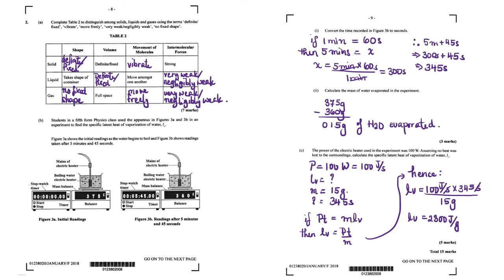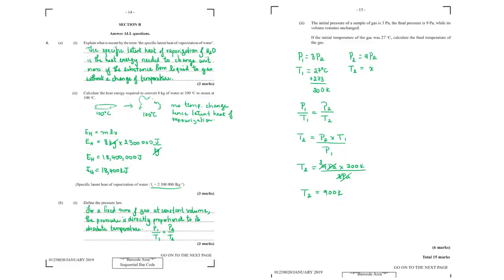So we have power, which is 100 joules per second. We're looking for LV. We have the mass, and we have time. So therefore, we could use PT equals MLV, and we solve for LV, where LV is equal to PT over M. Hence, if we substitute now, we put in 100 times 345 over 15, we get LV equal to 2300 joules per gram. Okay? And this would have given us 50 marks. This was a 2018 paper, January.